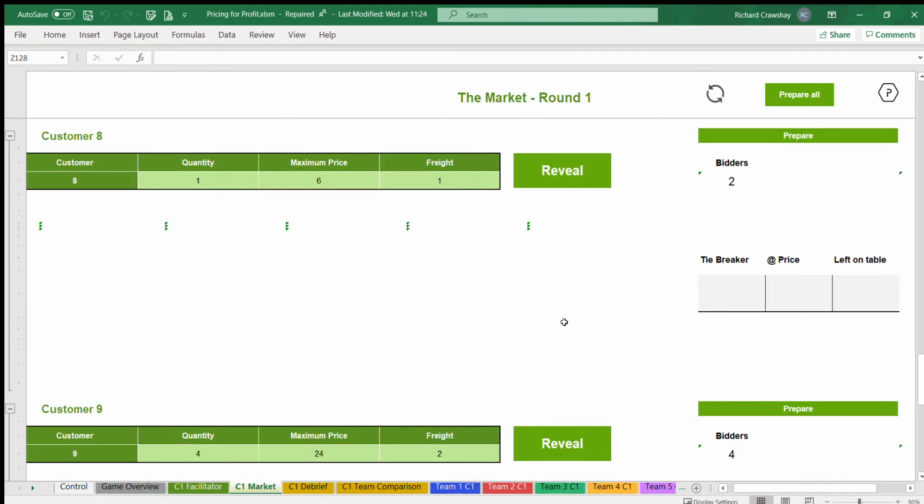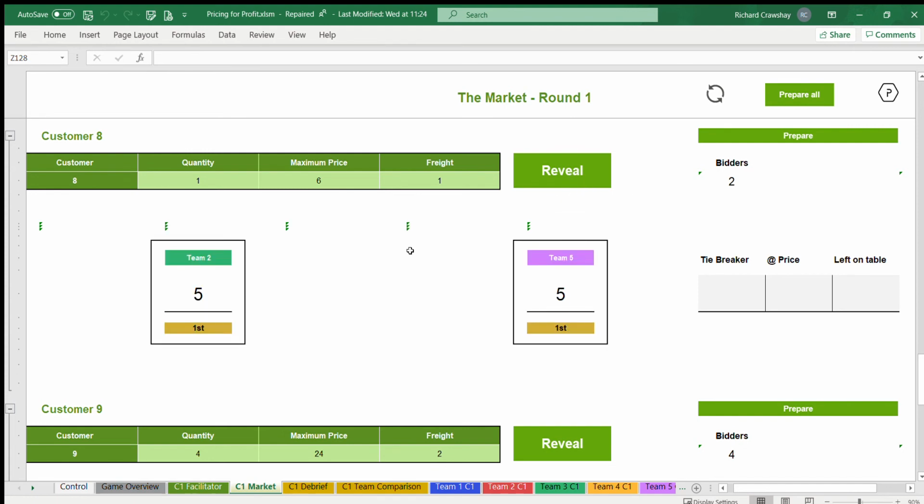Moving on to customer 8 now. Only 3 more customers to go. Quantity of 1, freight charge of 1 as well. 2 bidders here. And in joint first place again, Team 2 and Team 5, both of them going for the low orders, and I'm going to award this one to Team 5 with a price of 5 and 0 left on the table. Again, the facilitator can choose the best way to arbitrate when there's a tie.